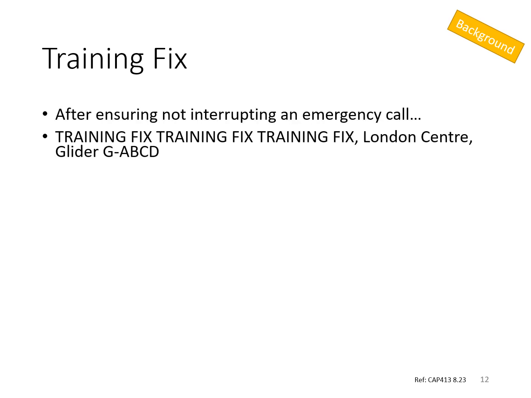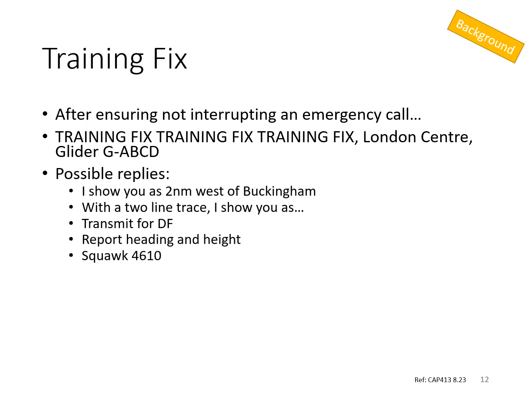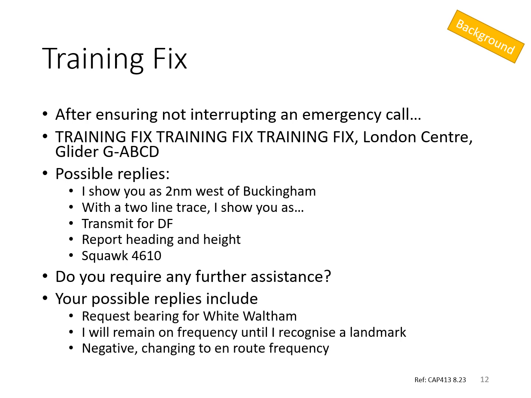Training fix, training fix, training fix. London Centre, glider Golf Alpha Bravo Charlie Delta, training fix. Glider Golf Alpha Bravo Charlie Delta, I show you as 2 miles west of Buckingham with a 3-line fix. Glider Golf Alpha Bravo Charlie Delta, roger. Glider Charlie Delta, do you require any further service? Glider Charlie Delta, negative, changing en route. Glider Charlie Delta, roger.